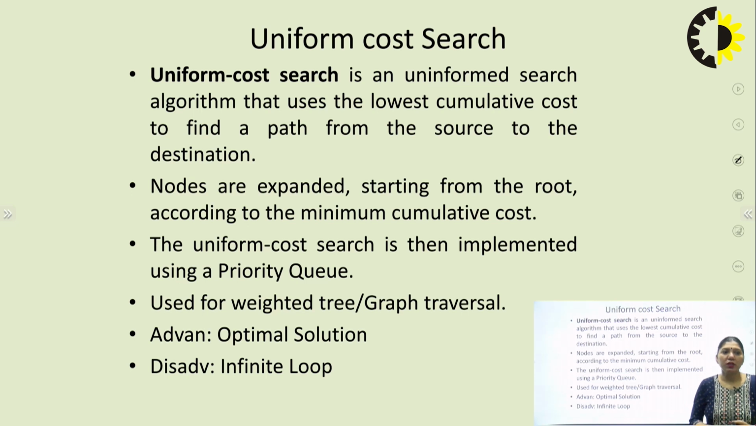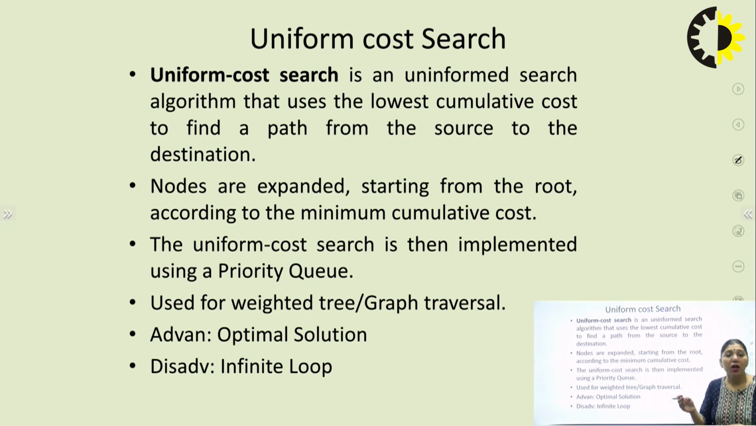Next is your uniform cost search. That is the second algorithm, second category of searching algorithm. And uniform cost search is also an informed search algorithm that uses the lowest cumulative cost to find the path from the source to the destination. वो कोशिश करते हैं कम कॉस्ट की वैल्यू को पिक करे और धीरे धीरे ट्राइवर्स करके वो गोल नोड तक पहुंच सके. ठीक है. Nodes are expanded starting from the root according to the minimum cumulative cost.